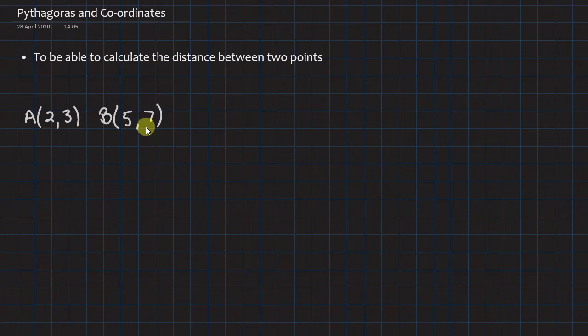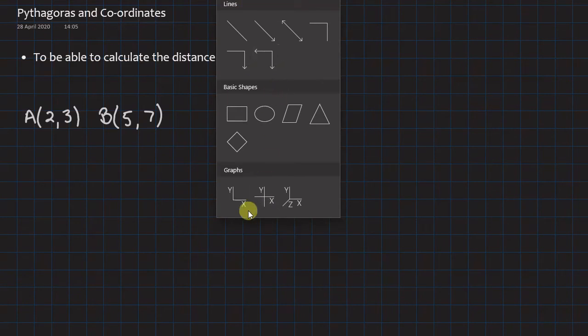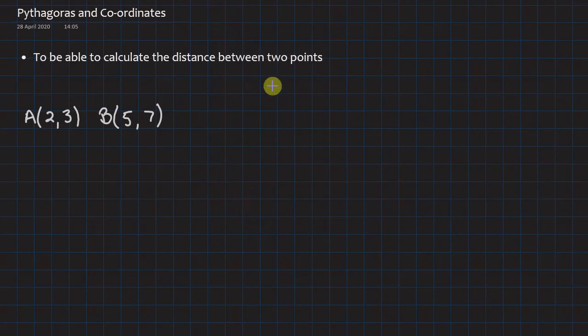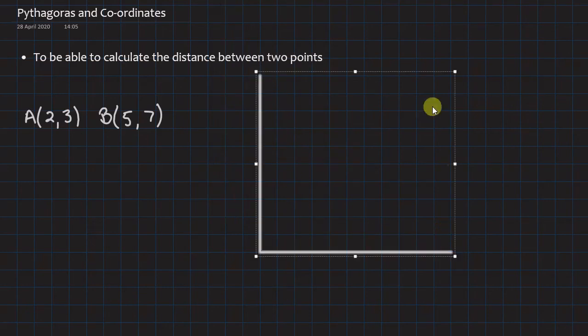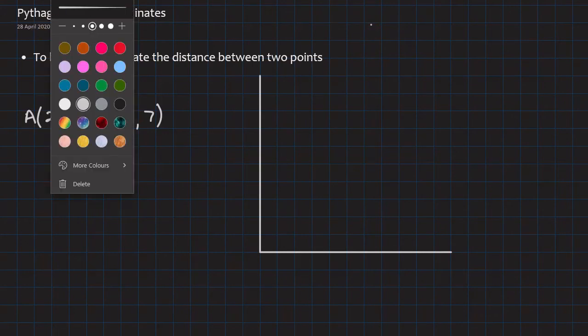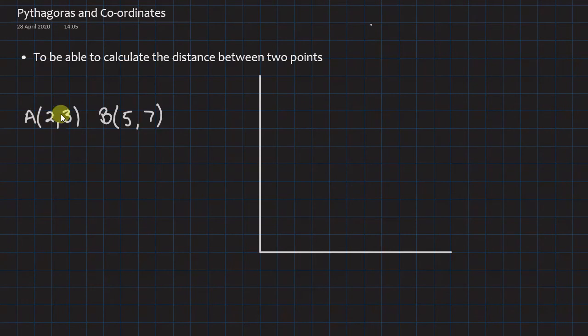Now what we need to think about is where are these 2 points on a set of axes. So let's draw a set of axes, and in a moment I'm going to ask you to think, what does this have to do with Pythagoras theorem. So let's just plot the point A, which is at 2, 3.